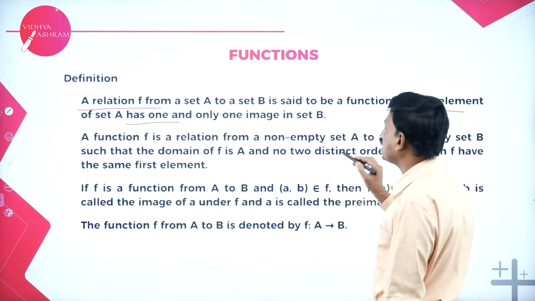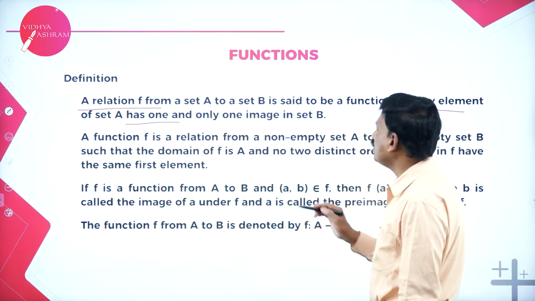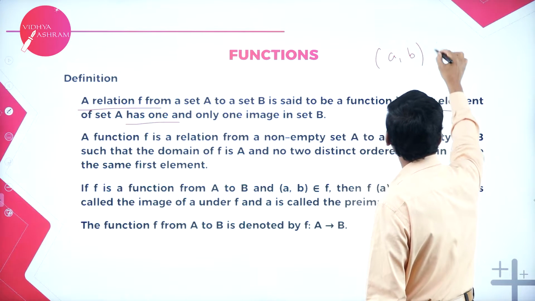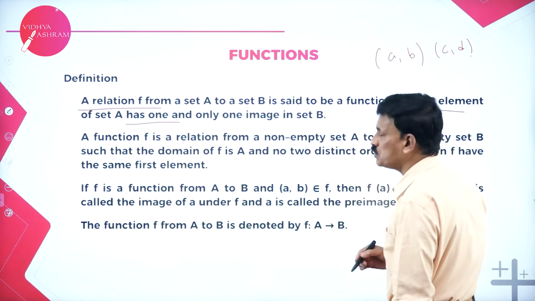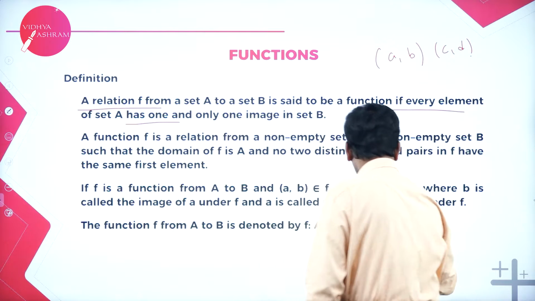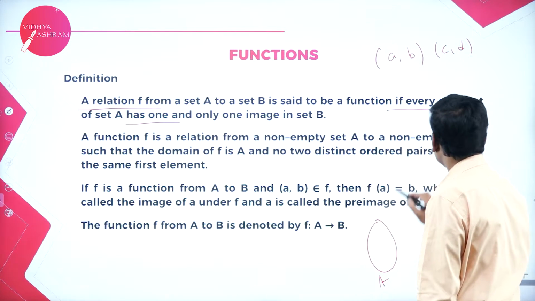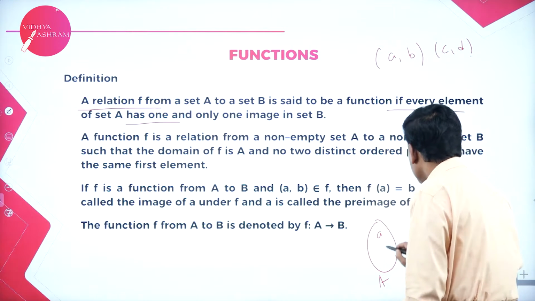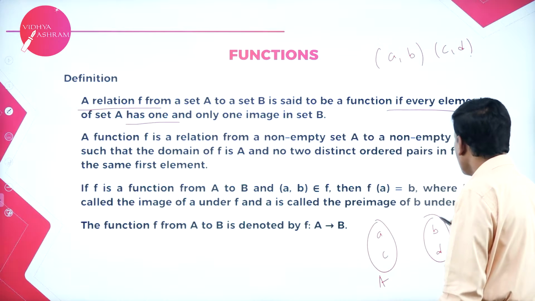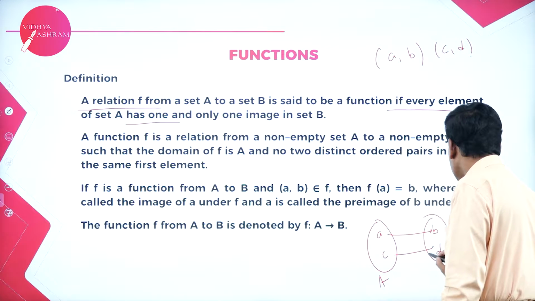Every element of a set A has only one and one image in the set B. For example, if (a, b) and (c, d) are the two relations, then they are represented like this. Suppose this is A and B. If A contains a and c and the elements of B are nothing but b and d. How are they related? a to b is related and c to d is related.